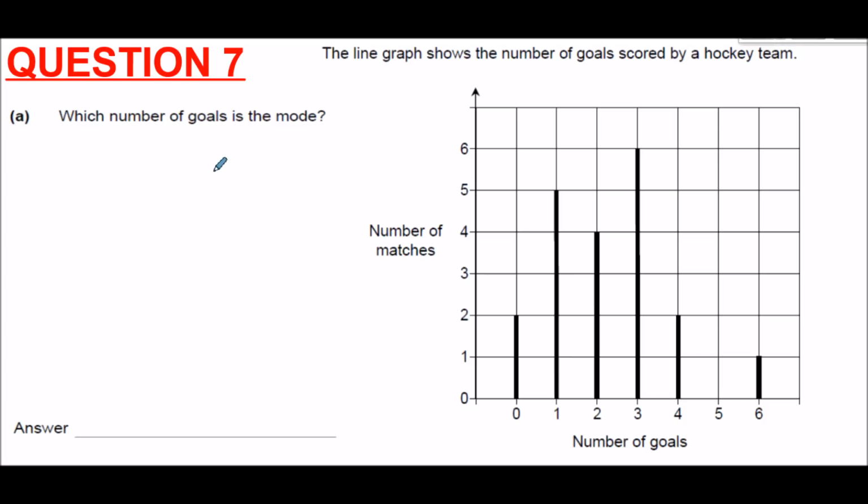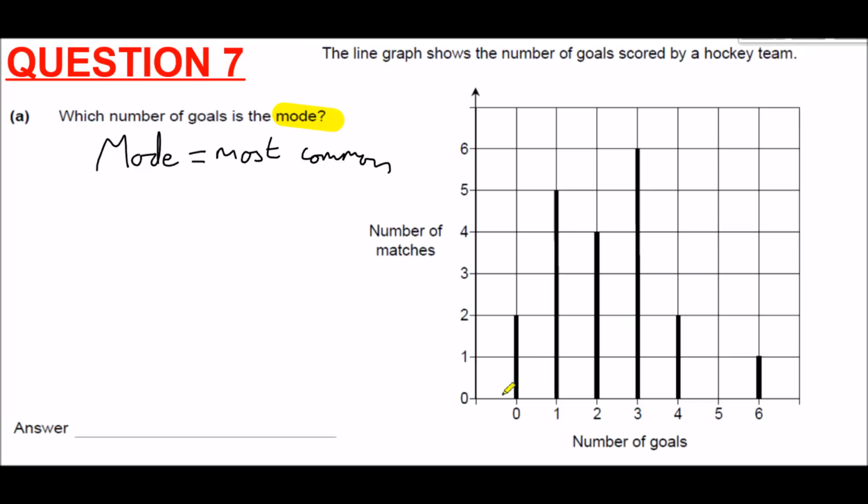Question 7. We've got a line graph for the number of goals scored by a hockey team, and we're asked which number of goals is the mode. Well, mode means the most common value. And so which number of goals were scored most commonly? So mode just means the most frequent.